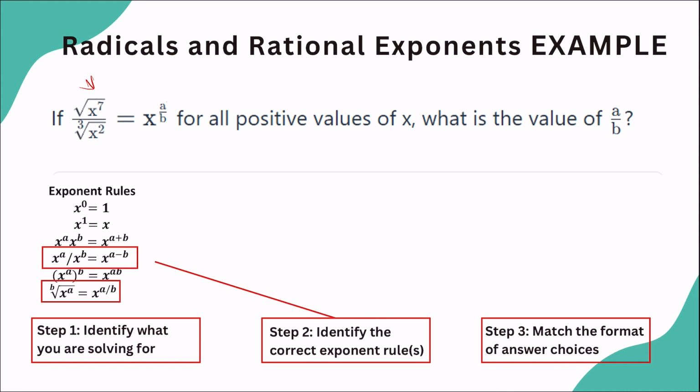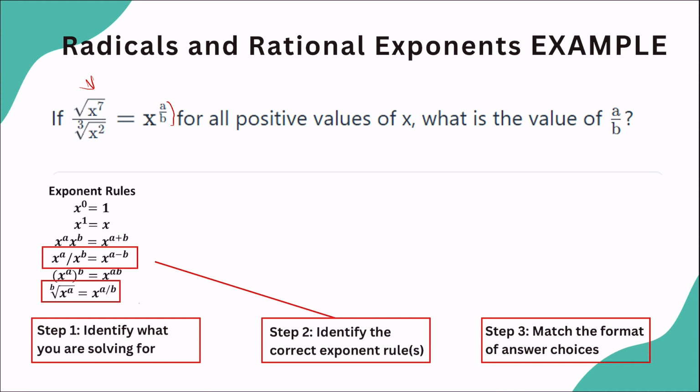Now lastly, we're going to match the format of our answer choices. In this case, we don't have answer choices, but we can see that our answer is in this format x to the a divided by b. And so what that is telling me is we need to consolidate our equation into one singular x with one exponent, where the exponent is a divided by b.